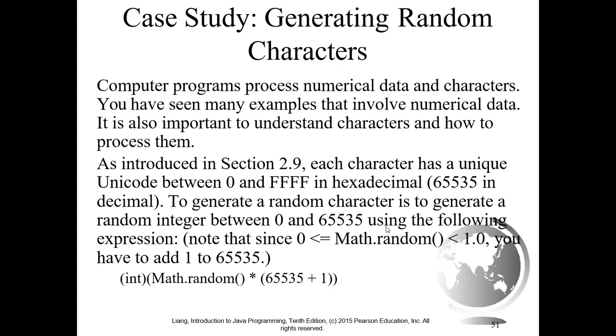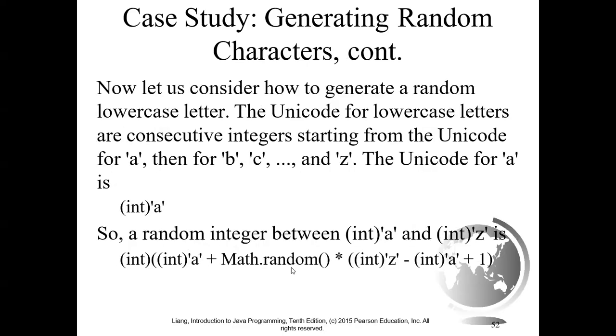And then we use the Unicode following the expression, like we call the method Math.random. This is a method call. And then multiply by 65,000-something plus 1. And after that, we use what we call a type conversion, right? And we get the numbers for it.